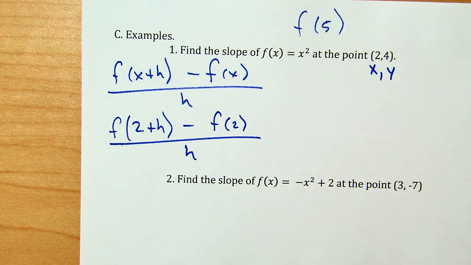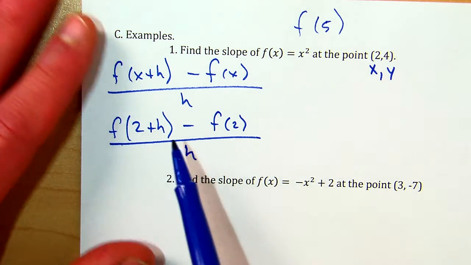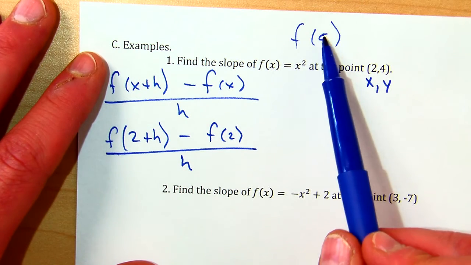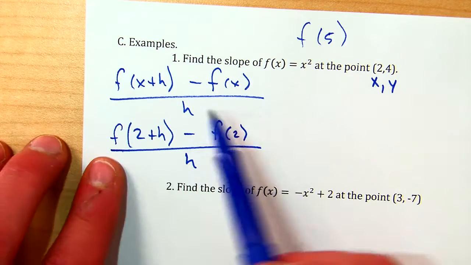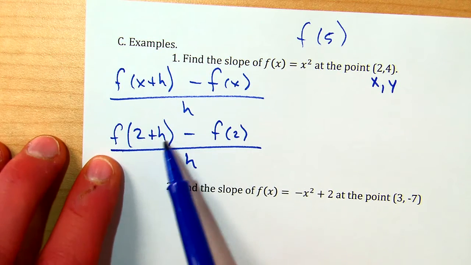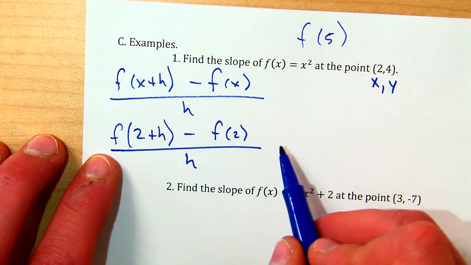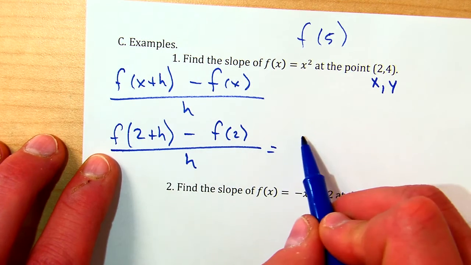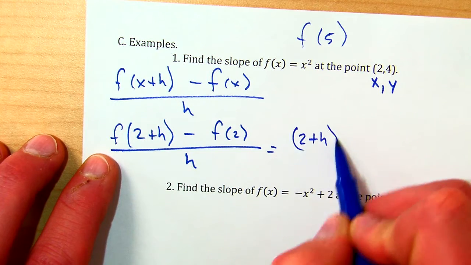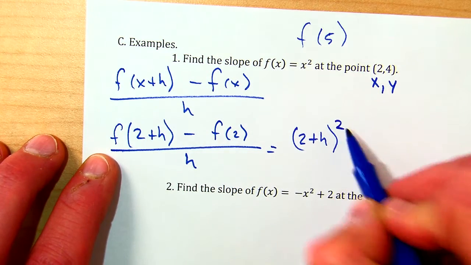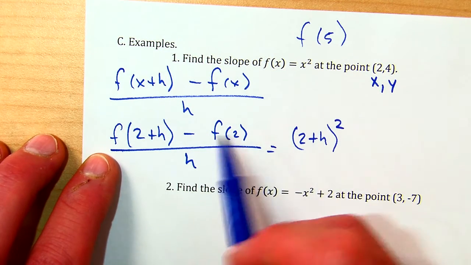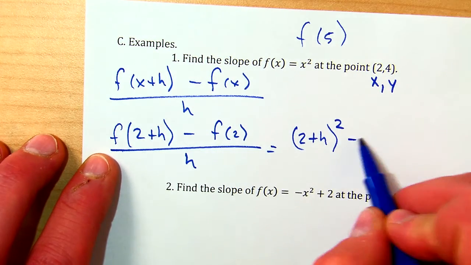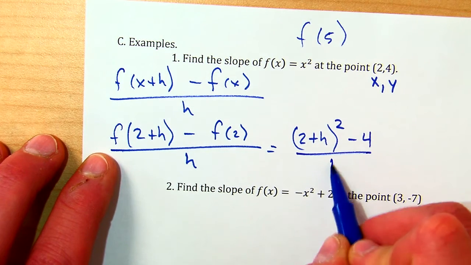Let's go back to that logic we talked about before, where whatever is in parentheses, that's what gets plugged in. So even if it's complicated like this, that's what we're going to plug in. I'm going to go to my function, which is x squared, and plug in 2 plus h. X was being squared, so I need to square this, minus f of 2. If I take 2 and plug it in, I get 4, so minus 4 all over h.